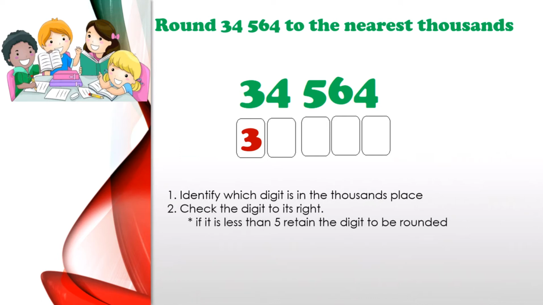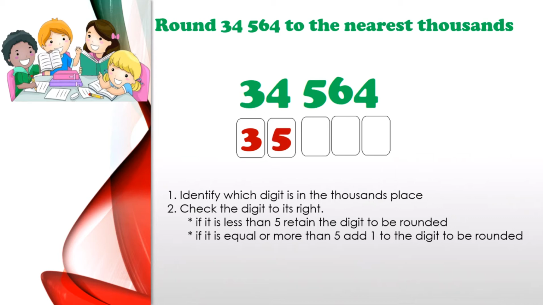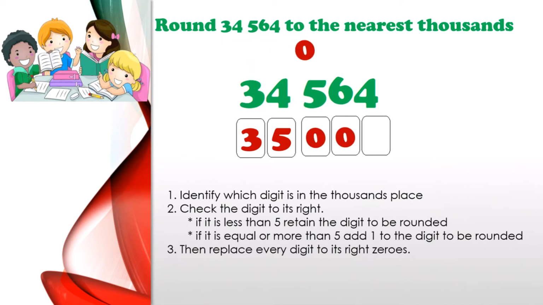If it is less than 5, retain the digit to be rounded. If it is equal or more than 5, add 1 to the digit to be rounded. So the number to the right of 4 is 5. So we have to add 1. And that will become 5. Next is replace every digit to its right with 0. So, 34,564 rounded to the nearest thousand is 35,000.